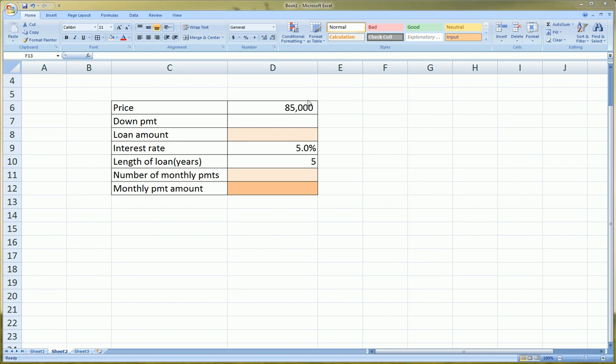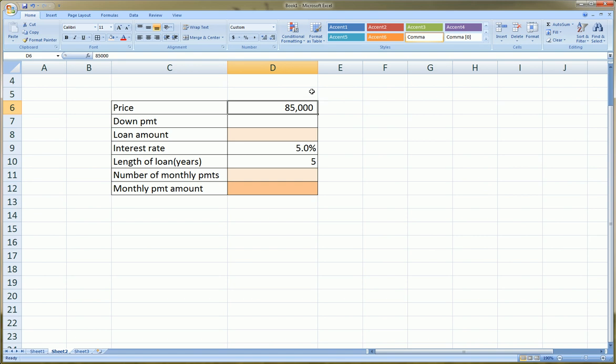So let's say I'm buying a car, and the price of that car is $85,000. Now I'm going to make a down payment. Let's say I make a down payment of $15,000. So my loan amount is obviously going to be the price of the car minus the down payment. So I have to borrow $70,000. That's the amount of our loan.